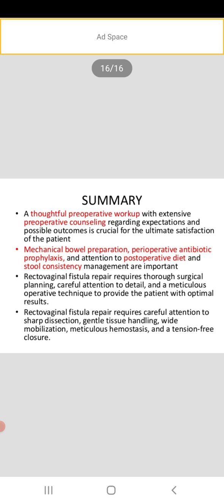Thoughtful preoperative work with extensive preoperative counseling regarding expectations and possible outcomes is crucial for the ultimate satisfaction of the patient. Mechanical bowel preparation, perioperative antibiotic prophylaxis, and attention to postoperative diet and stool consistency management are important. Rectovaginal fistula repair requires thorough surgical planning, careful attention to detail and meticulous operative technique to provide the patient with optimal results, including gentle tissue handling, wide mobilization, meticulous hemostasis and tension-free closure. Okay, thank you.